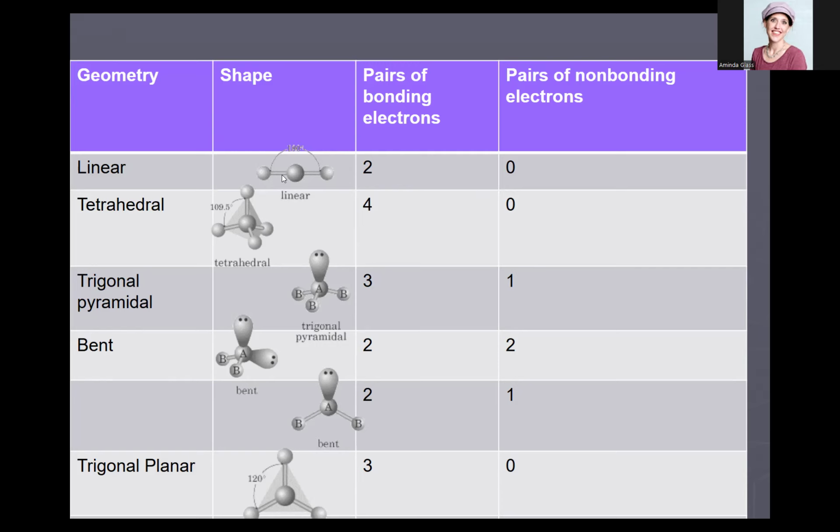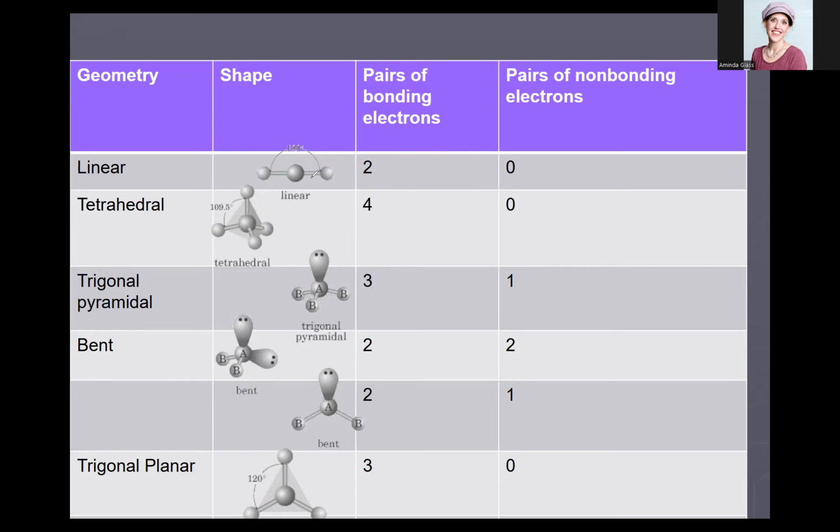If it's only two elements, it's automatically a linear shape because there's no other geometry that can be made. But if you have three elements, you're going to have a linear shape as well if you have two pairs of bonding electrons on the central atom. So the pairs of bonding electrons and pairs of non-bonding electrons, those all pertain to the atom that's here in the center. So the center atom is what these bonding pairs refer to. So all of these have to deal with the central atom.